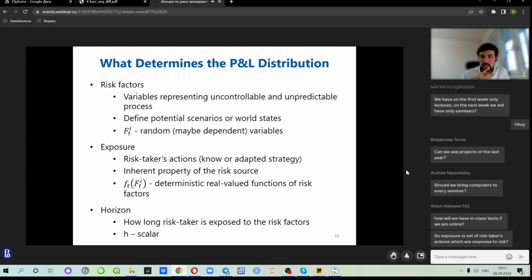So these are the three key ingredients: risk factors, exposure, and horizon. Horizon we usually treat as a given. Exposure can be modeled or be considered as a given depending on the complexity of our project or our portfolio or instruments that we invest in. And risk factors are always modeled. So they are random variables that combined together will give us our final distribution of P&L. Okay?